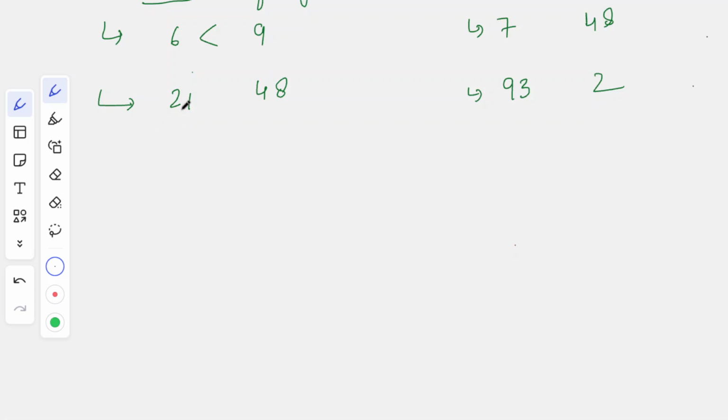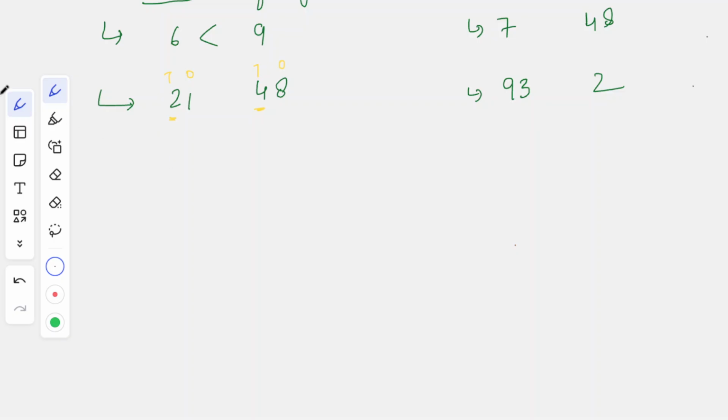Let us look at the next set of numbers. We have 21 and 48. Both are two-digit numbers. So here we will discuss the place value. 8 is at ones place, 4 is at tens place. Again, in 21 we have 1 at ones place and 2 at tens place, right? So always remember, when we compare the numbers, we always start with the highest place value. Okay? So in ones and tens, which is the biggest place value? Which one is the bigger one? Tens. Yes. So we will compare the digits which are at tens place.